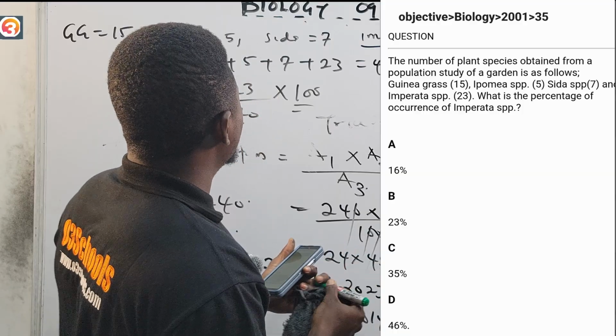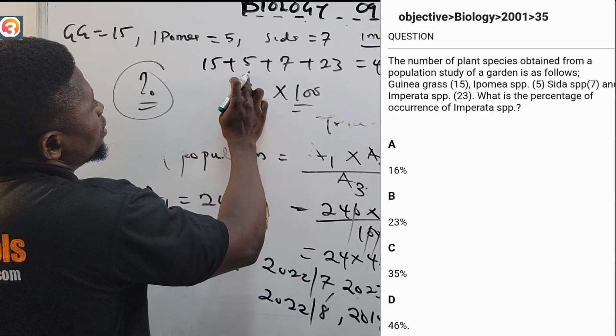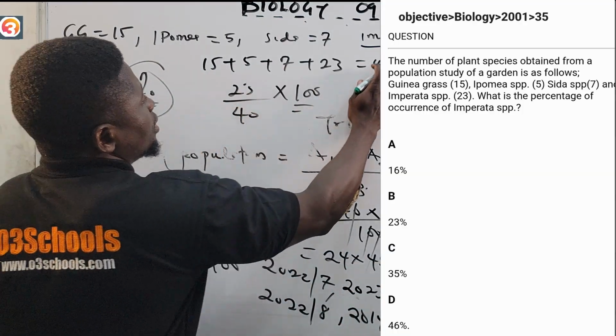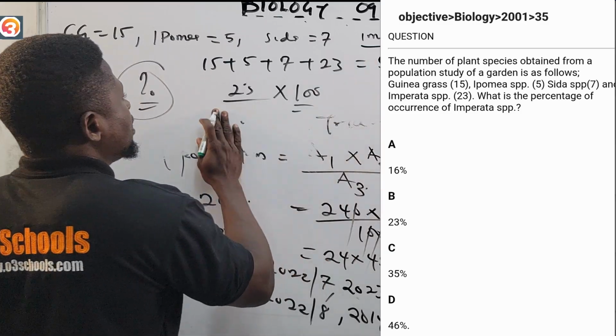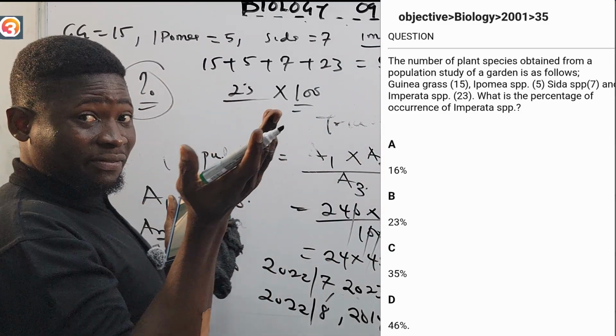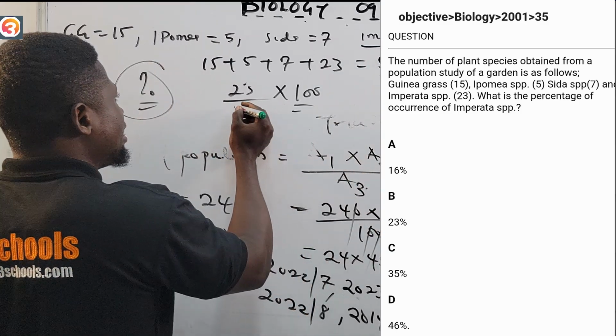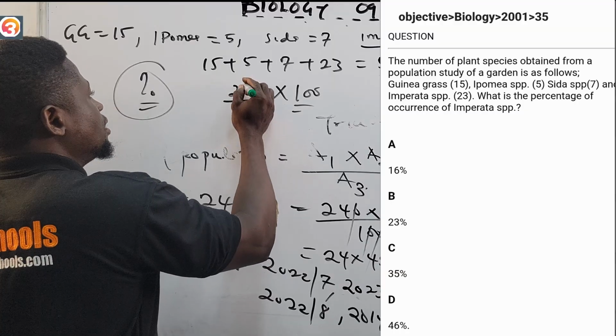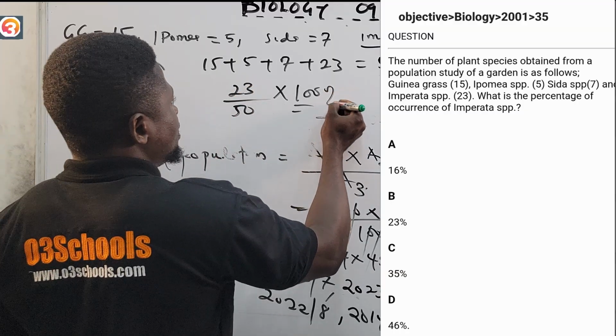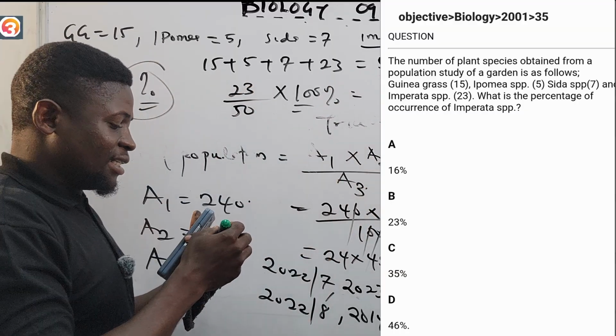Wait, 15 plus 5 plus 7 plus 23 is what? This is 50. Oh, sorry, this is 50, not 40. Okay, that's why I have to be very careful. This is 50. 23 over 50 times 100%. Okay, so the answer will be in percentage. Tell me the answer in the comment section.